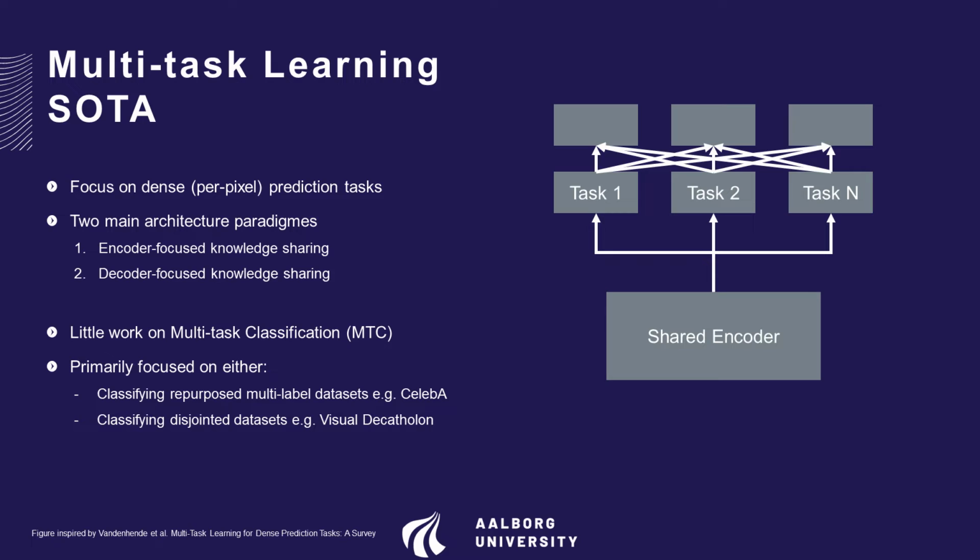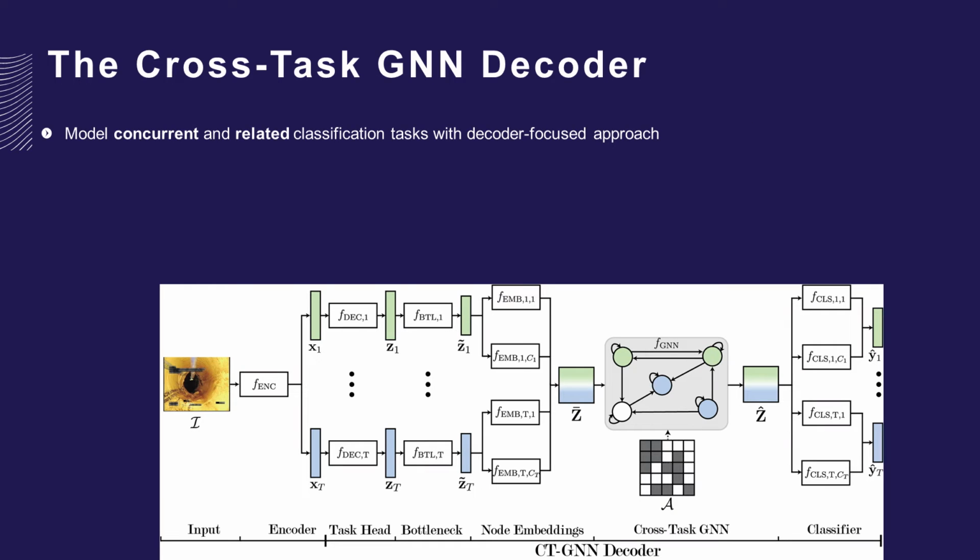However, for the multitask classification subdomain, the literature is much more sparse, and the datasets considered are either repurposed multi-level classification datasets or a collection of disjointed datasets with no cross-task sharing. We therefore present the Cross-Task Graph Neural Network Decoder, a method specifically designed for multitask classification datasets where there are concurrent and related classification tasks.